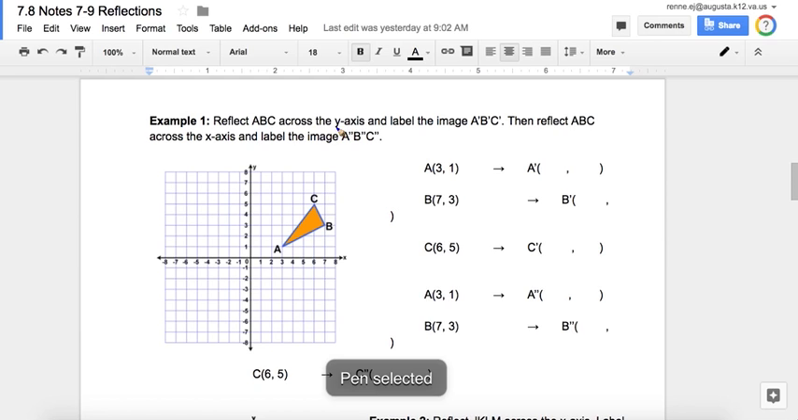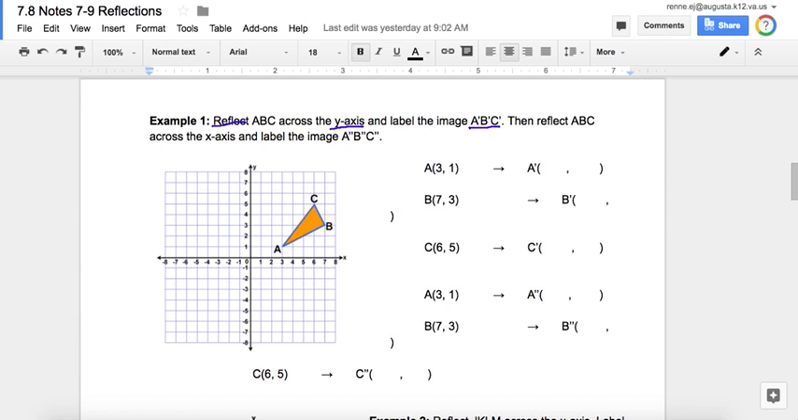So I'm going to reflect across the y-axis, so I'm going to underline reflect and y-axis, and I'm going to underline what I'm labeling. What I want you to do is get 2 different colored pens, pencils, or highlighters, just something that you can tell the difference, because I'm going to be highlighting the different lines that we're reflecting over. You can go ahead and pause the video if you need to get some colored pencils.